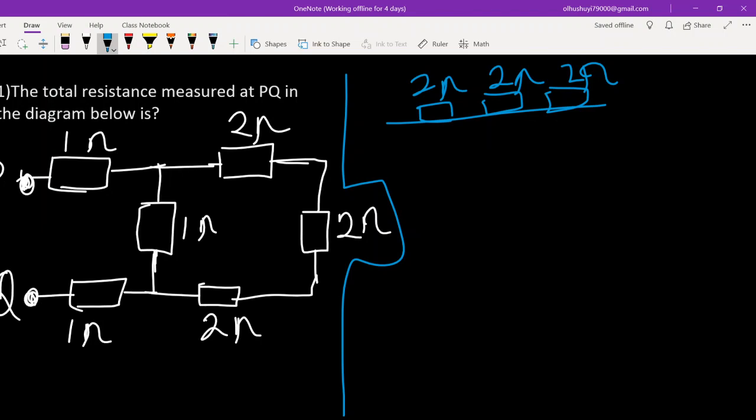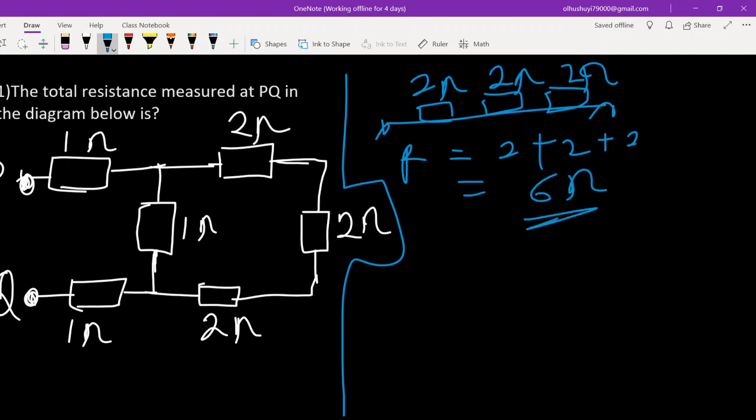So what does that mean? They are in series. So we can say the combined resistance for them will be 2 plus 2 plus 2, and that will be equal to 6 ohms. Isn't it? So since you now have them as 6 ohms, we will remodify this question.